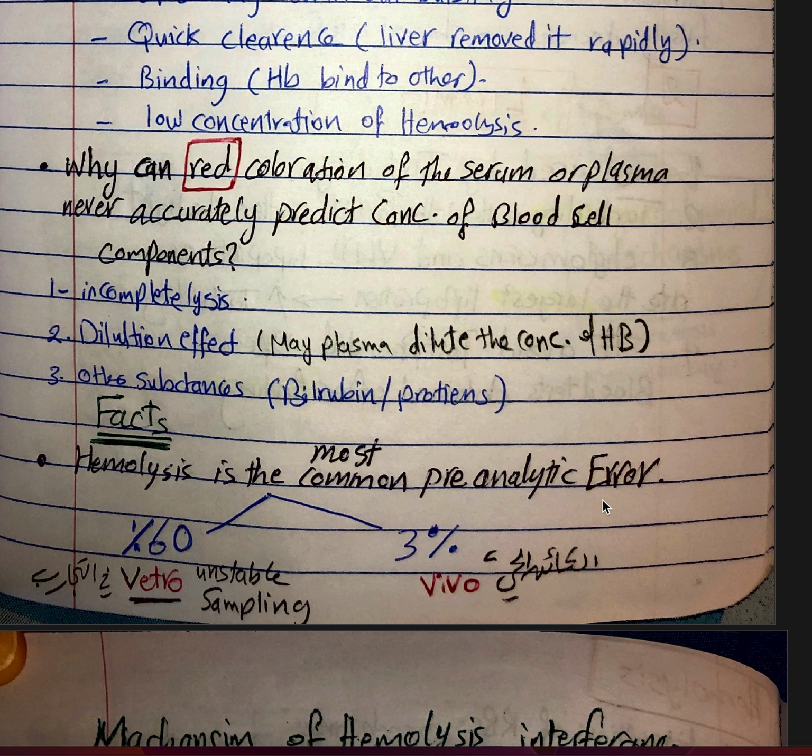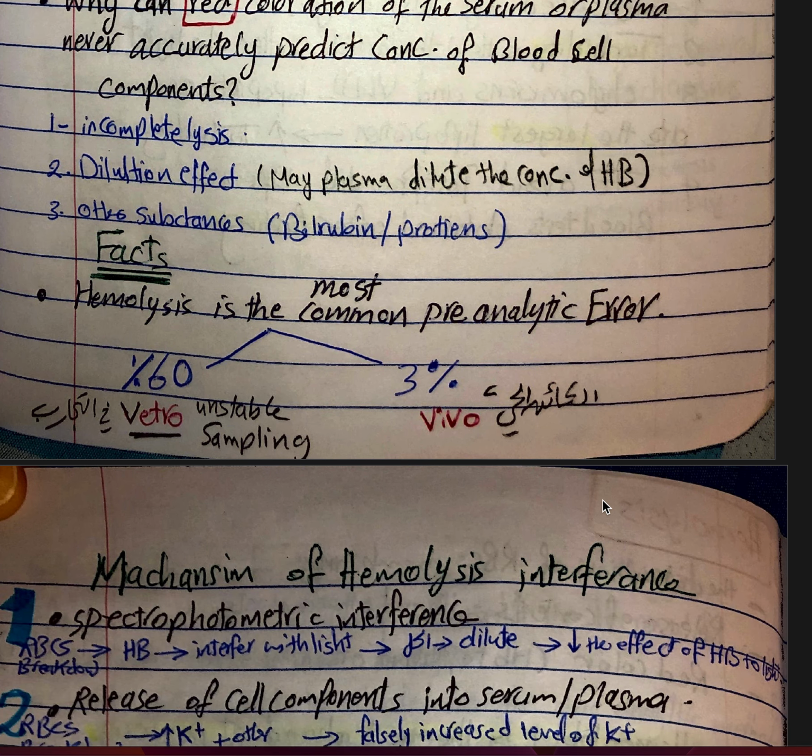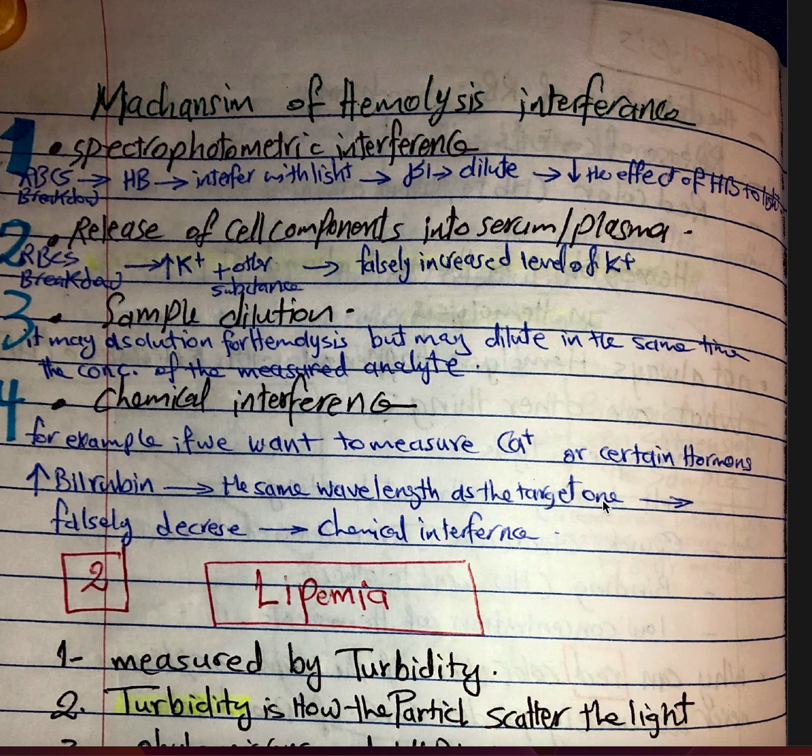Sample collection, like diurnal variation, posture, time of collection, fasting status, tourniquet, order of withdrawal, insufficient volume, or the handling of it. Okay? Now we go to the mechanism of hemolysis interference, like how the hemolysis acts as an interference factor.